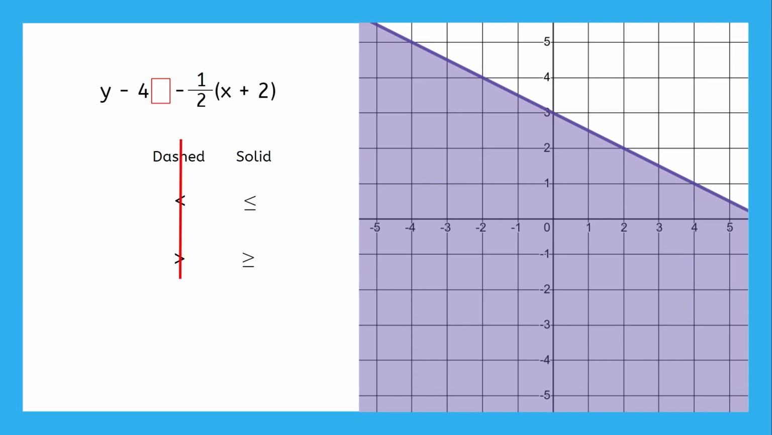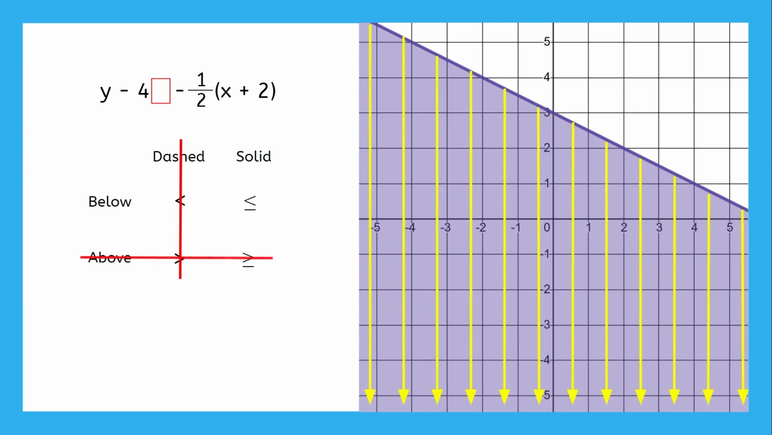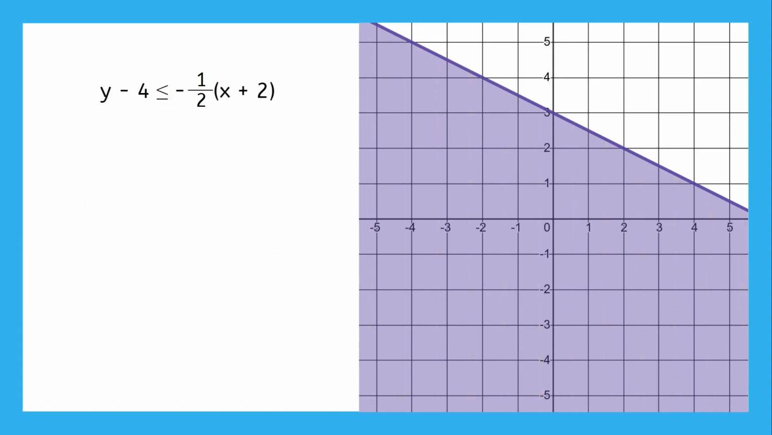This line is solid, and we can tell whether the side with y is less or greater by looking at whether the shading is above or below the line. This graph has the shading below the line. And now we've narrowed it down to 1 inequality symbol, so we can just insert that, and we're finished. This is the inequality. Y minus 4 is less than or equal to -1/2 of the sum of x and 2.